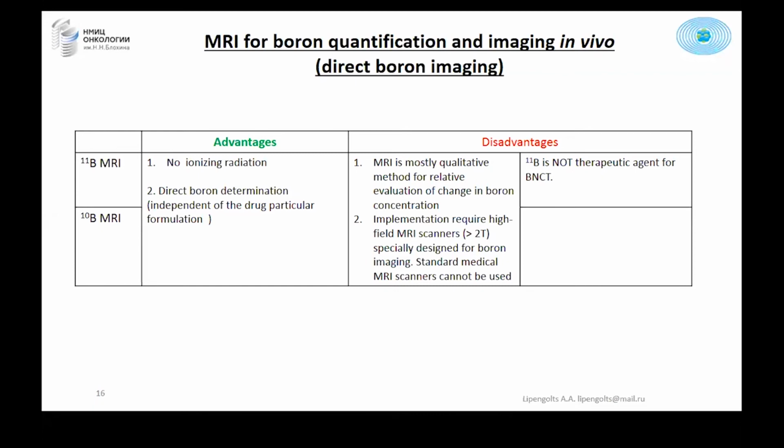A particular disadvantage of boron-11 MRI is that boron-11 is not a therapeutic agent for BNCT. Chemists all around the world are fighting to deliver as much boron-10 as possible, and boron-containing pharmaceuticals for BNCT are enriched with the boron-10 isotope up to 95, 98%. And it's not good to leave some atoms in a pharmaceutical not enriched with boron-10, but left as boron-11.